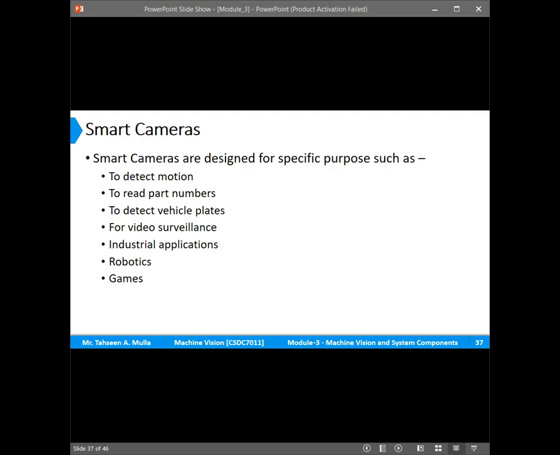It can detect your face, multiple faces. After storing the digital image, you can render it in any type. It is able to identify each and every aspect of your face, and by different settings you can change the entire structure of that face also. So the specific purposes we can define for smart cameras are to detect motion, and image stabilization. Even though your device is moving while capturing the image, it will have stability so that your image will not be blurred. Then to read part numbers, to detect vehicle plates.